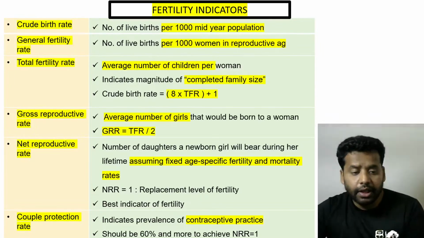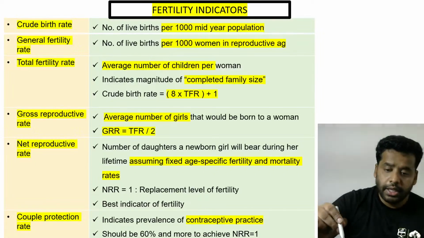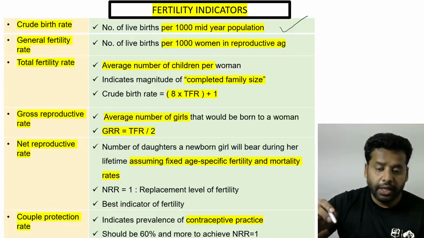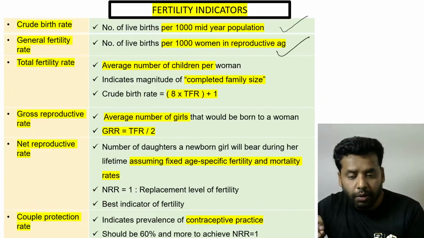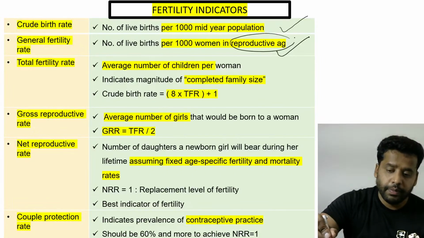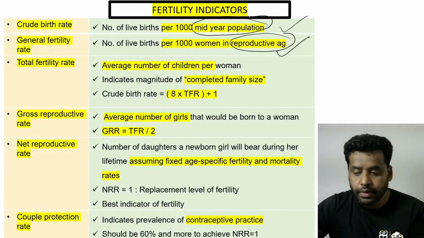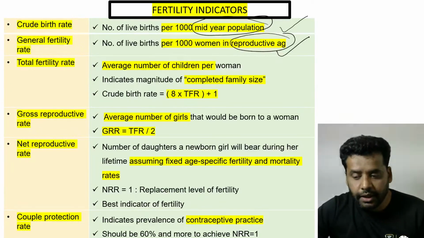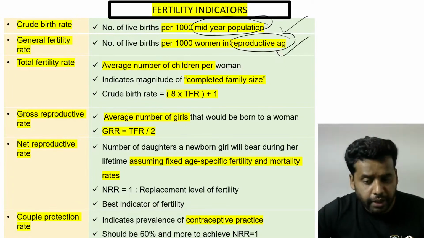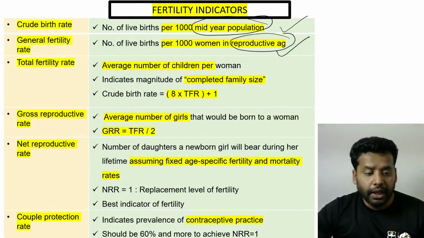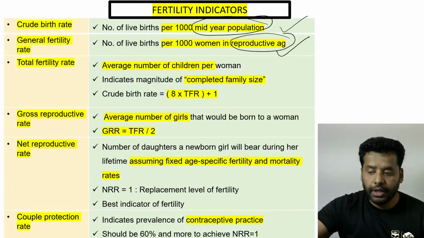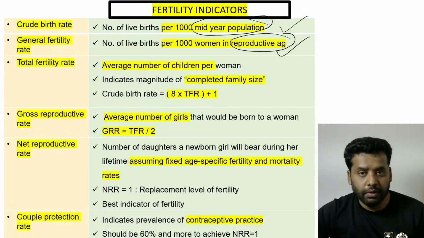See the difference in the denominator. Crude birth rate is the number of live births per 1000 mid-year population. But general fertility rate is the number of live births per 1000 women in the reproductive age. So the difference is in the denominator. In crude birth rate, the denominator is mid-year population, and in general fertility rate, the denominator is the reproductive age group.